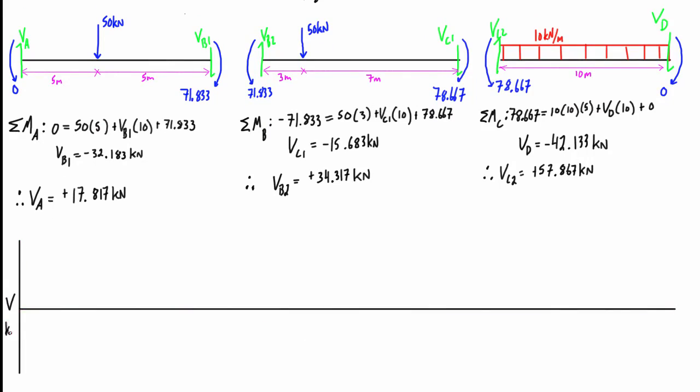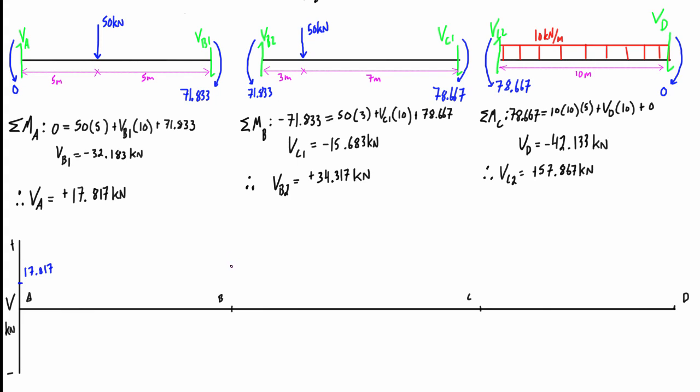So if we just set up the shear force diagram first, then we can go ahead and plot on all of the shears at each end of the spans that we know. So on the very left-hand side of span AB, we found that the shear VA is positive 17.817 kilonewtons. So let's throw that on. Let's say that this is going to be about 17.817. We don't need to write kilonewtons because we got it right here.